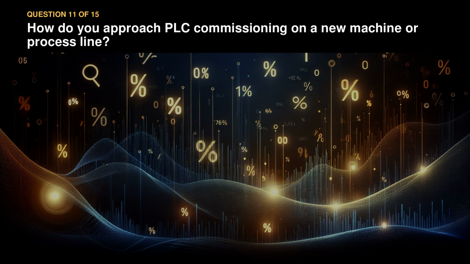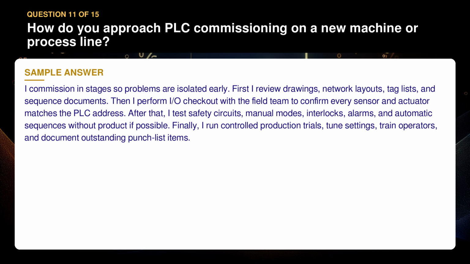Question 11. How do you approach PLC commissioning on a new machine or process line? I commission in stages so problems are isolated early. First, I review drawings, network layouts, tag lists, and sequence documents. Then I perform I/O checkout with the field team to confirm every sensor and actuator matches the PLC address. After that, I test safety circuits, manual modes, interlocks, alarms, and automatic sequences without product, if possible. Finally, I run controlled production trials, tune settings, train operators, and document outstanding punch list items.